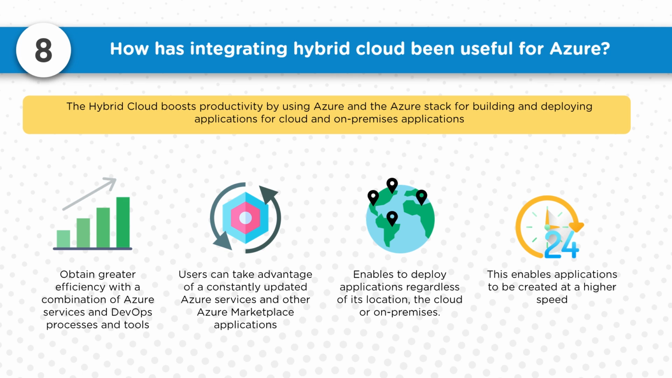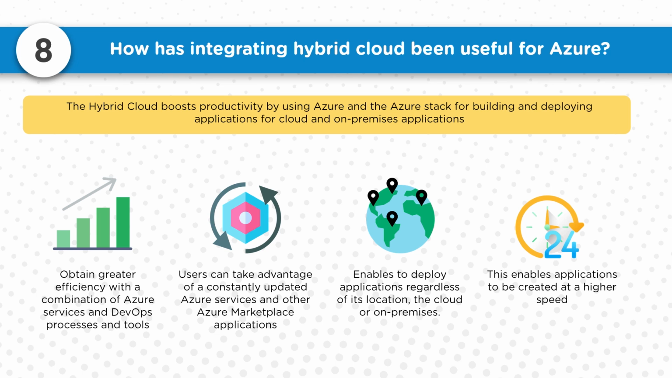So with the hybrid cloud, we get a greater efficiency with a combination of Azure services, DevOps processes and tools for the application running in on-premises. And by having a hybrid cloud environment, users can take advantage of constantly updated Azure services and other marketplace applications for their on-premises environment.